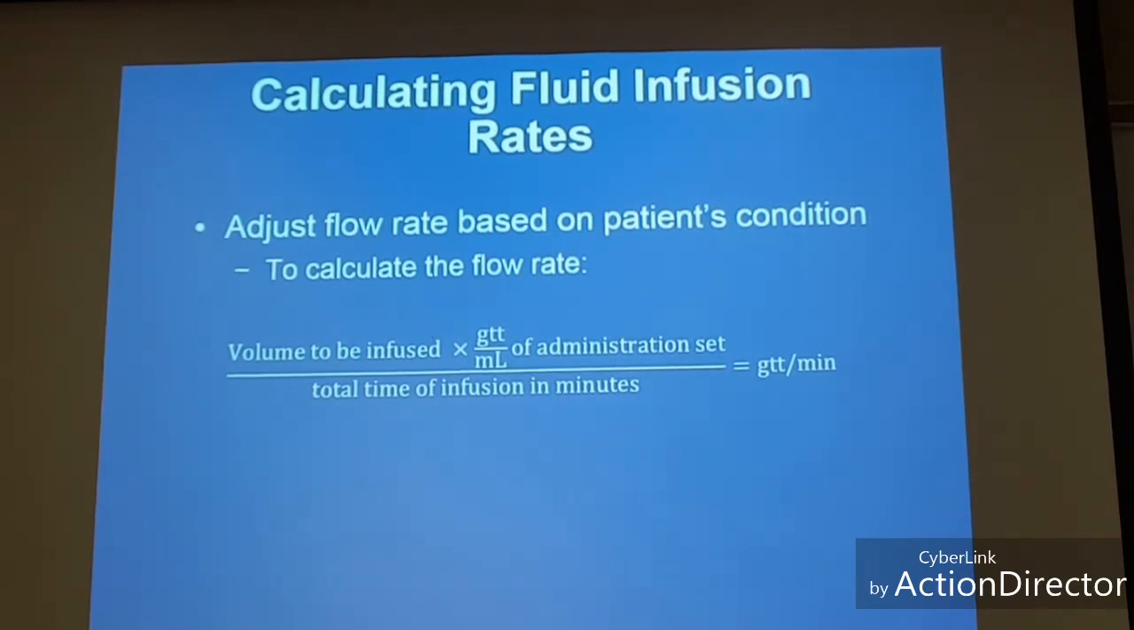Okay. And the question was brought up. I'll reiterate this when they all come back. But that's for 5 mics. If I have to give 10 mics, I'm just going to double my drops.